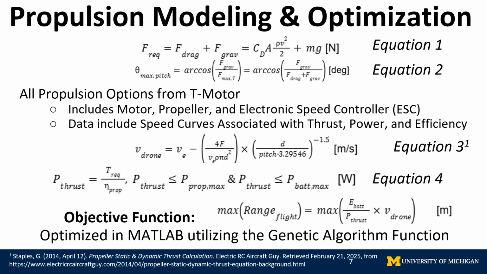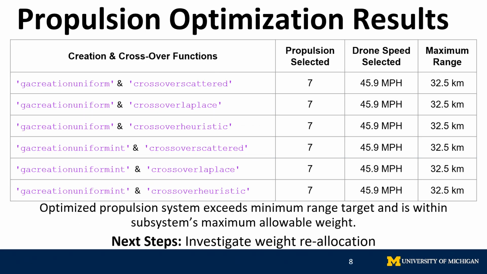library of options. The results of the previously mentioned genetic algorithm optimization are shown on this slide. The optimal speed selected was 45.9 miles per hour, resulting in a max range of 32.5 kilometers. It is worth noting that all runs selected the same motor and speed regardless of what creation or crossover function were used. This suggests that the results of the function are a global optimum.